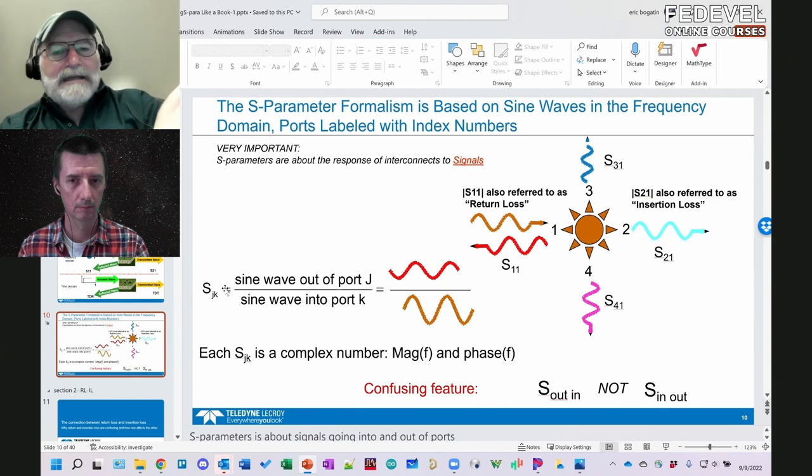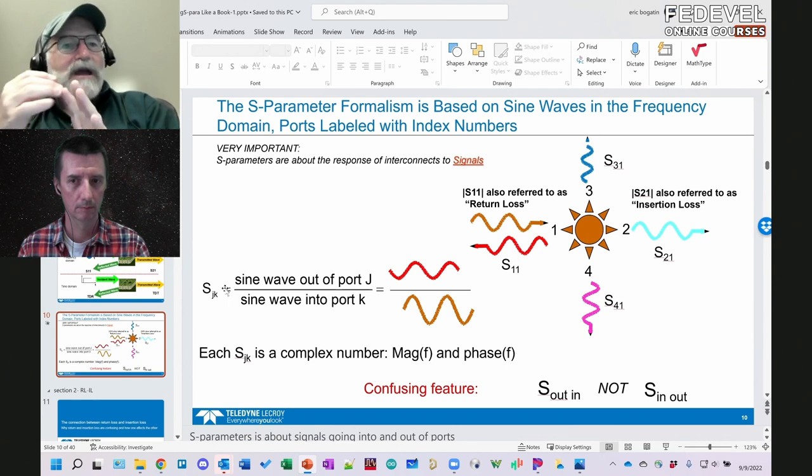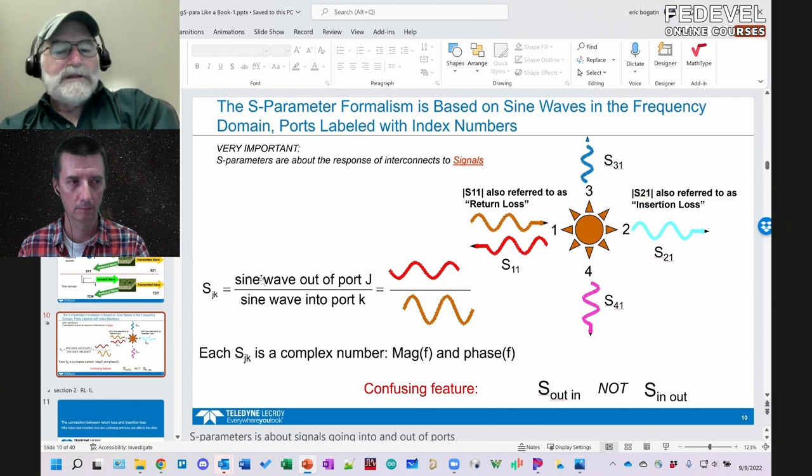But how do you take the ratio of a sine wave? Well, there are two numbers when you take the ratio of a sine wave, because a sine wave has two properties at a particular frequency. It has an amplitude and phase. And so the way you take the ratio of two sine waves is you take the ratio of the amplitudes, and we call that the magnitude, and you take the phase difference between them, and that's the phase of the S parameter.